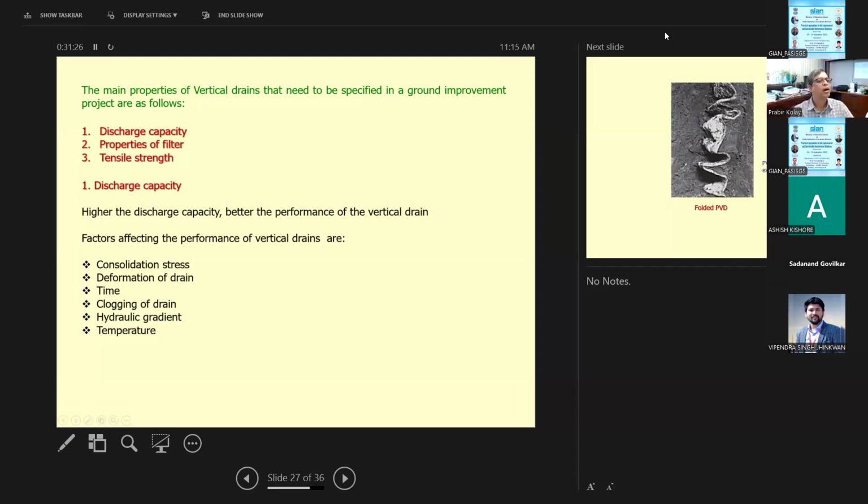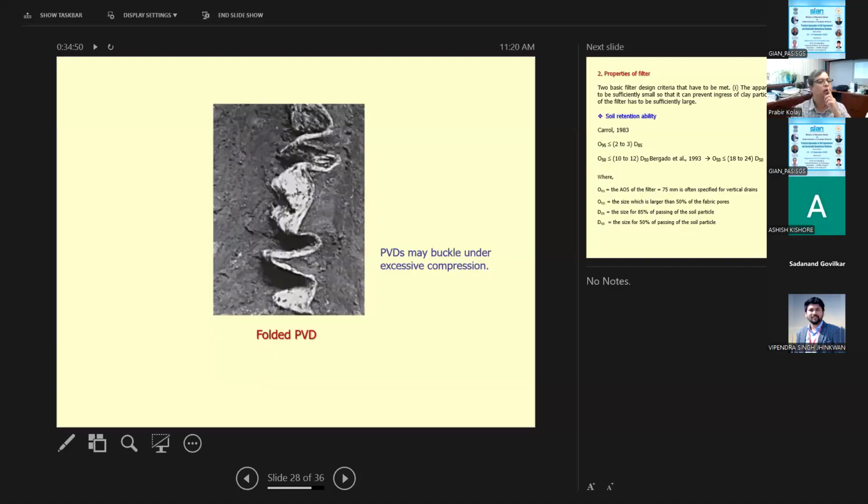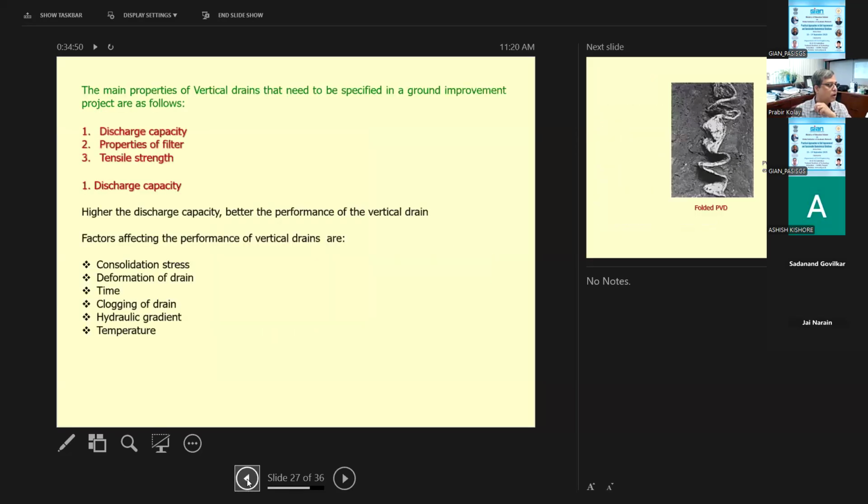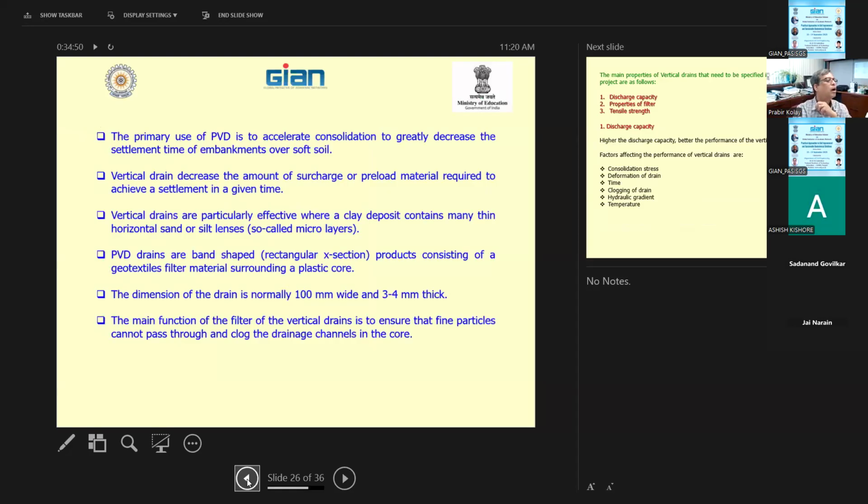The main property 27 of vertical drains, something like that. So can I just stop share and then do it again? Yeah, I think that is better, sir, try that. I'm so sorry, because I paused it. Can you see now? Yeah, the screen is visible. Just try to change the slide, sir. Let's see if it is changing or not. Yeah, now it's changing, it's moving, sir. Okay.